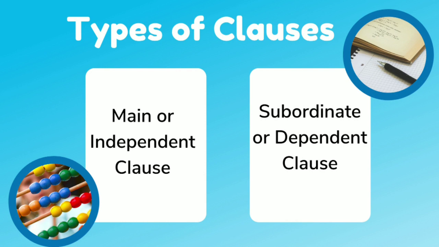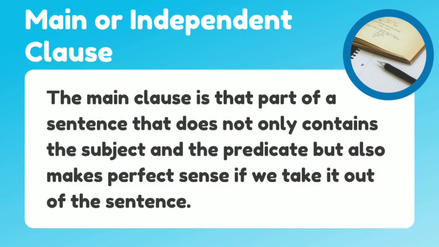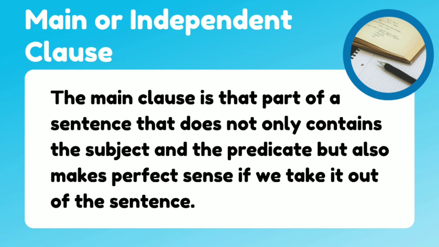There are two types of clauses: the main or independent clause and the subordinate or dependent clause. Let us explain further each one of them. Main or independent clause. The main clause is that part of a sentence that not only contains the subject and the predicate, but also makes perfect sense if we take it out of the sentence.